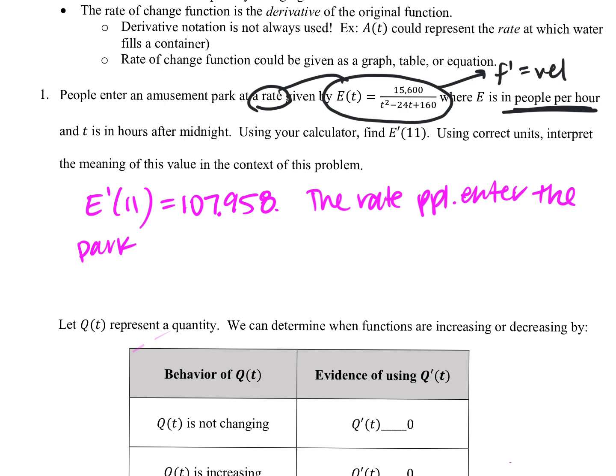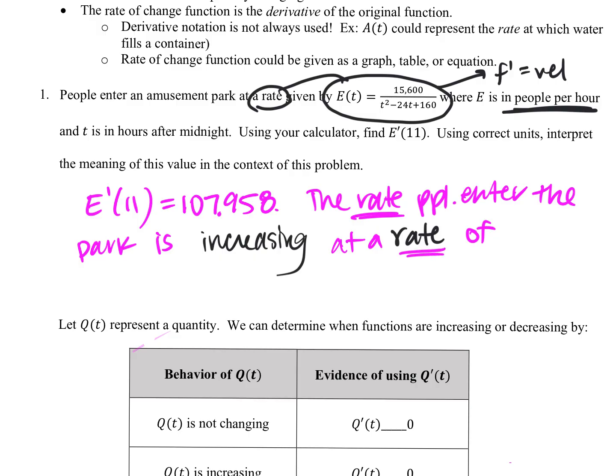Using the words from the problem is a great way to do less work. Is where we're going to say increasing. And then I'm going to say at a rate of, again, I had to say rate twice because we were really finding E double prime, even though they named it E prime. We're going to say 107.958 people per hour. Nice, because E was people per hour. We found E prime. It's going to be people per hour at 11 a.m.